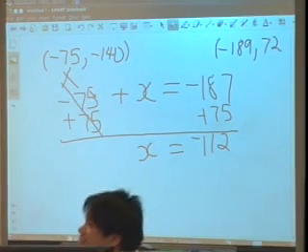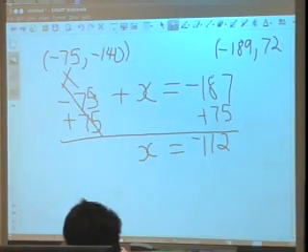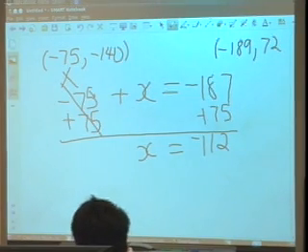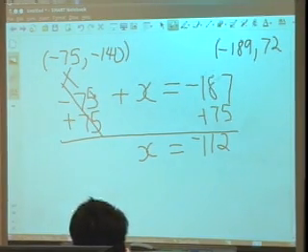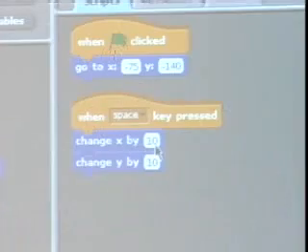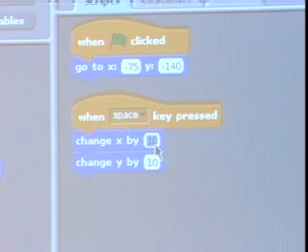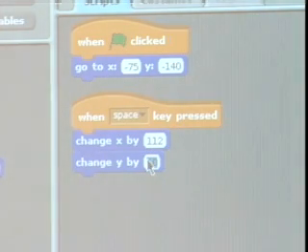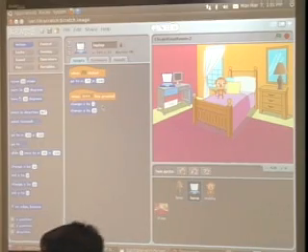No, we're subtracting a negative and a negative. That's a negative and a positive. We made the 75 a positive. Plus 75. Oh, okay, plus. All right. So good, it's negative 112. Right. So we're going to put in negative 112.